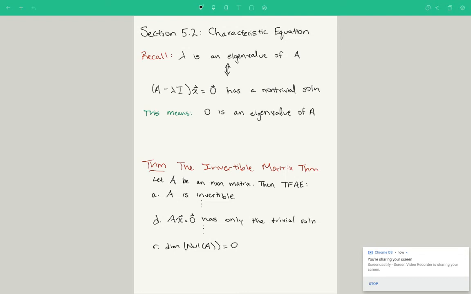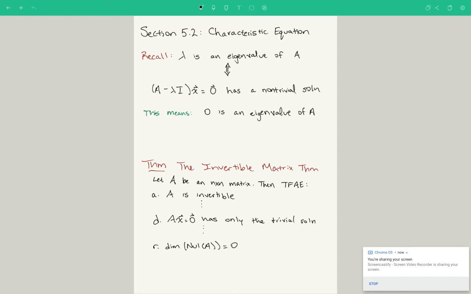Today we're going to be talking about section 5.2, the characteristic equation. In our last video, we talked about eigenvectors and eigenvalues, and how, if given a vector, you see that it's an eigenvector or not, and given a number, how you tell if it's an eigenvalue or not. Today, we're going to be focusing on what happens if you're not given a number, but you still want to figure out what all of the eigenvalues of A are. How do you find the eigenvalues?